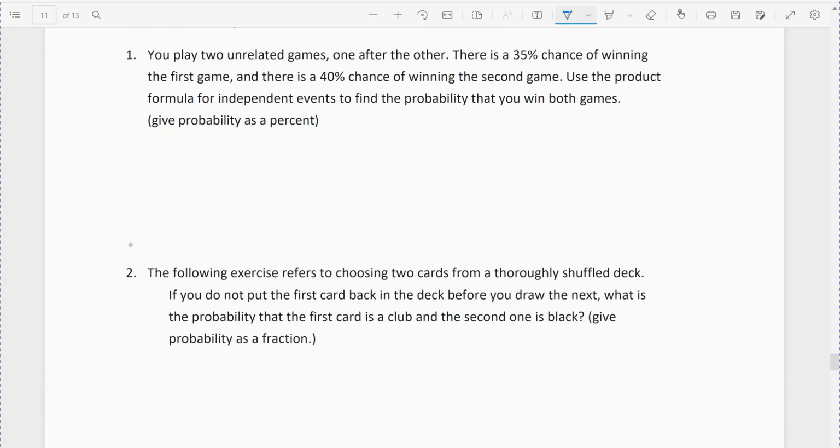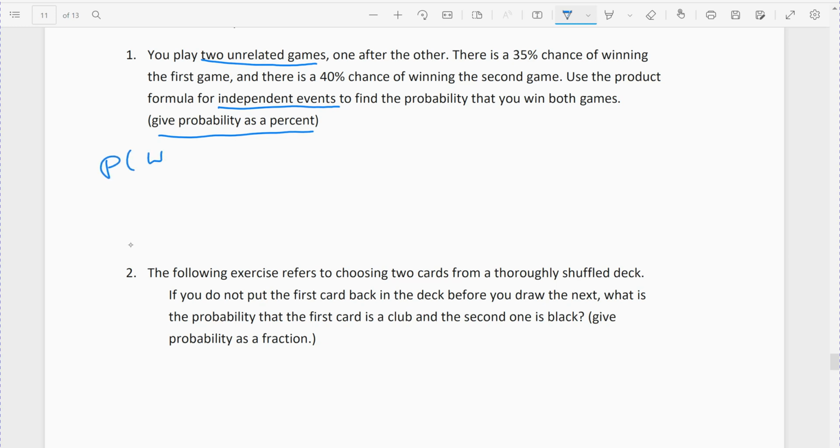Alright, so the first example: suppose you play two unrelated games, one after the other. Unrelated means they're independent events. It actually says the probability as a percent, so read the problem carefully. There's a 35% chance of winning the first game, 40% chance of winning the second game. Use the product formula for independent events. Find the probability you win both games. Give it as a percent.